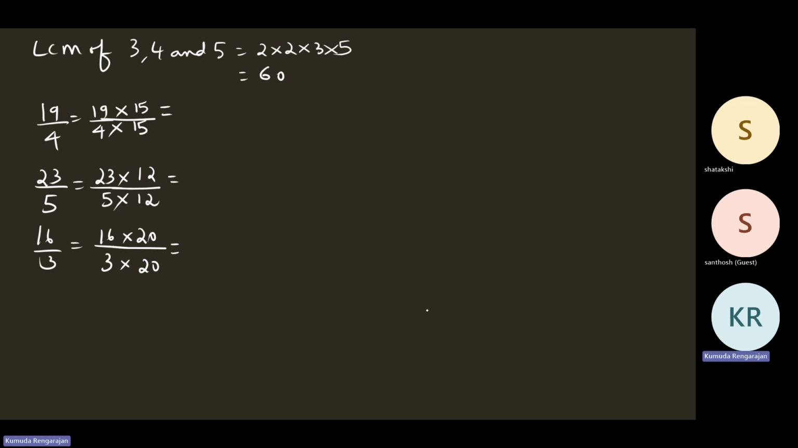Both of you multiply the numerators. Denominators will be 60 only. 4 fifteens are 60. Whatever is the LCM, you will get the denominators. 12 fives are 60. 20 threes are 60. Multiply the numerators and tell me. I'll just come back. Yes, ma'am.